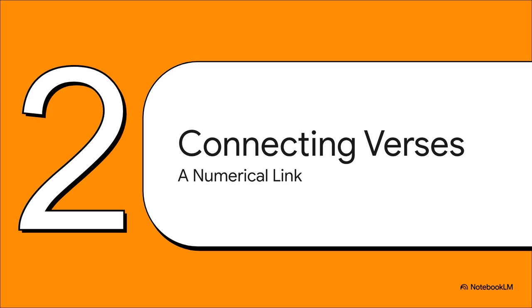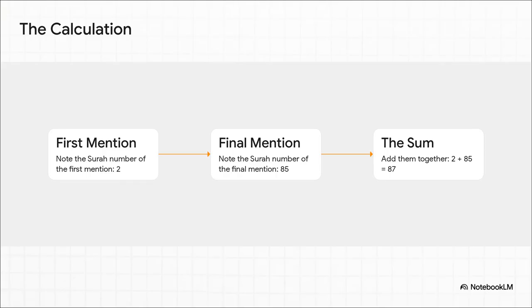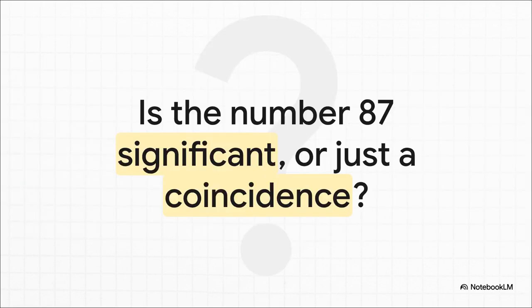Okay, so having two textual clues like that is pretty interesting on its own. But this is where the theory takes a really surprising turn. It suggests these two verses aren't just linked by theme, they're connected by numbers. And the connection is, well, surprisingly simple. You just take the surah numbers from those first and final mentions we just saw, that's 2 and 85, and you just add them together. The answer? 87. So what about 87? Is it just a random number that doesn't mean anything? Or, as the QNTP theory claims, is it a signpost, pointing us to the next piece of this puzzle?